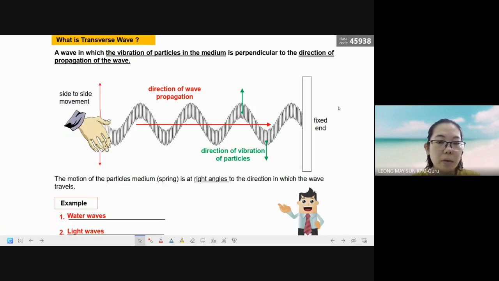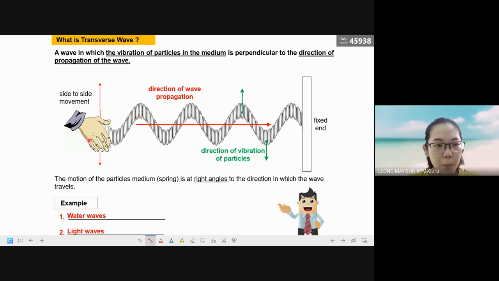Okay, so what is a transverse wave? A very quick recap again. A transverse wave is where the vibration of the particles in the medium is perpendicular to the direction of propagation. If I take a slinky spring, remember a slinky spring is just an apparatus for us to show what is a transverse wave and a longitudinal wave. A slinky spring is not a type of wave, it's just an apparatus in the lab.